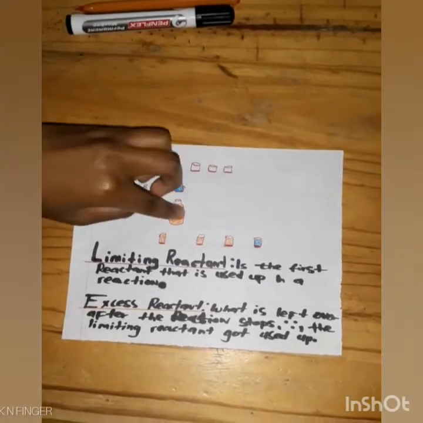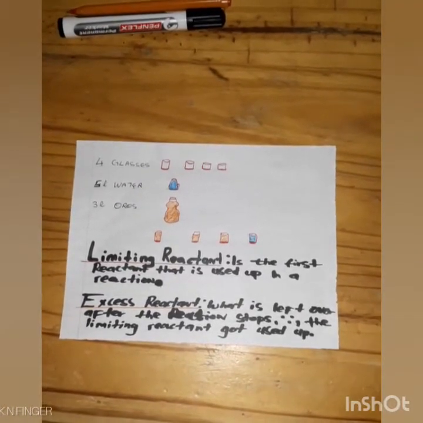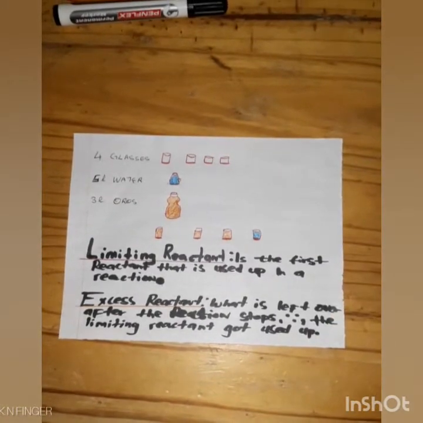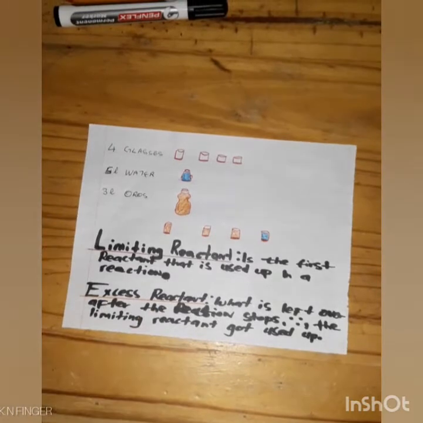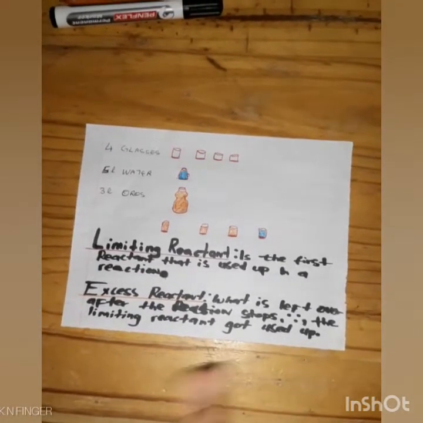So therefore Oris is there what now? As the limiting reactant or the limiting ingredient. And water is the excess. What? An excess reactant or excess ingredient. So now what is a limiting reactant? It is the first reactant that is used up in a reaction.